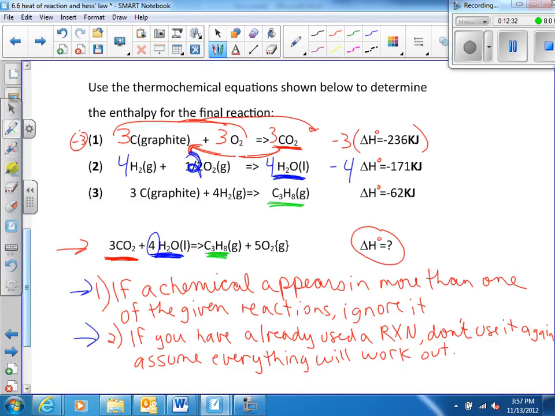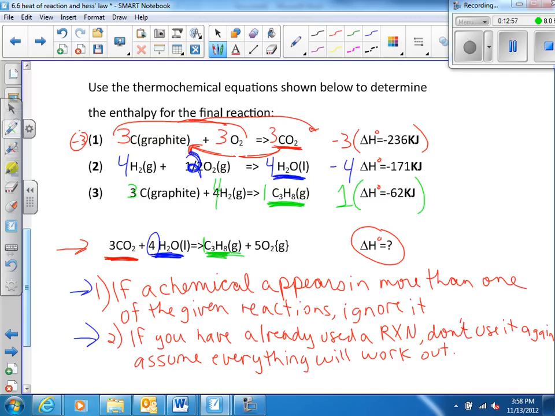Okay, so propane is a product in the given reaction, and it's a product in the reaction we're trying to get to, so I don't need to change the sign. I'm not reversing the reaction. And I have only one propane here, and I have one here, so I don't need to change anything. I'm just going to have one of those. So I will leave the coefficients as is. So this stays a 3, this stays a 4.